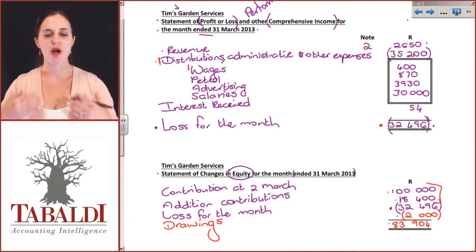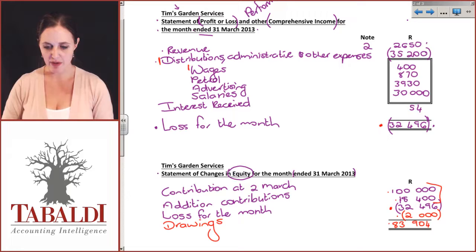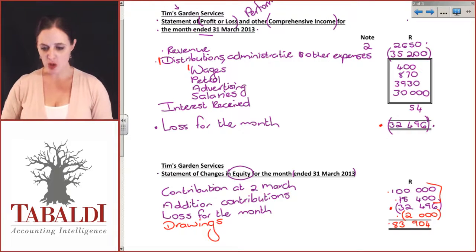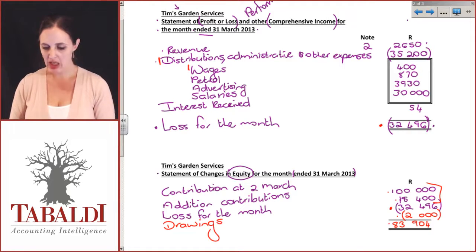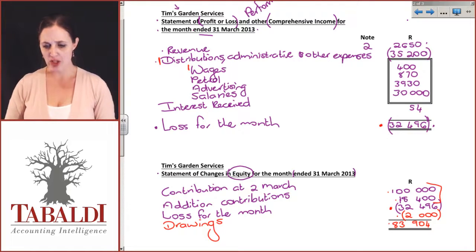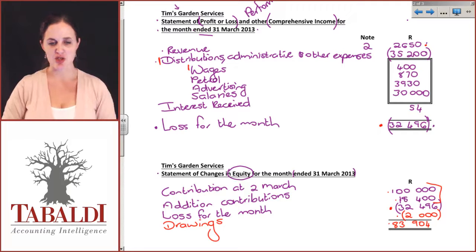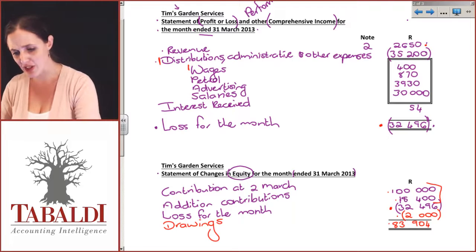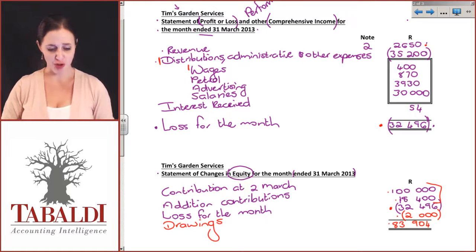So as a user, if I was going to consider investing in this company, or if he wanted me to invest, I'd actually be a little bit concerned about the value that he has lost throughout the month. So I'd really hope at some point in time that he managed to increase his revenue. If he increased his revenue, you could see how all of this would flow through and actually increase his equity.